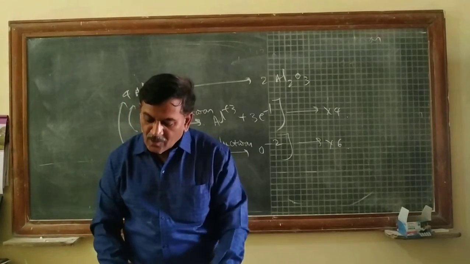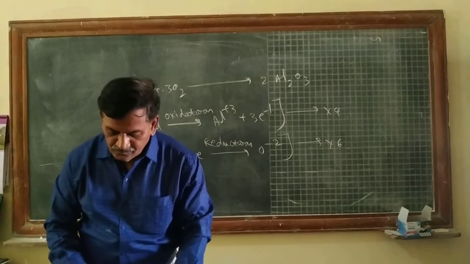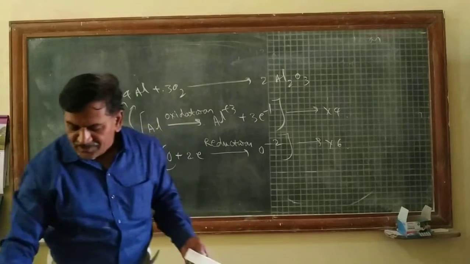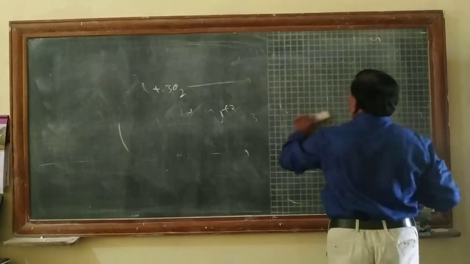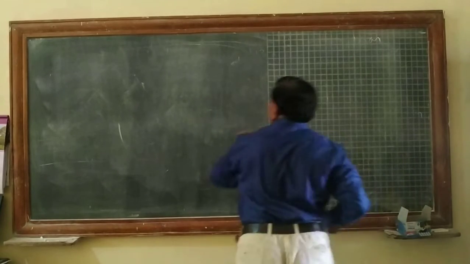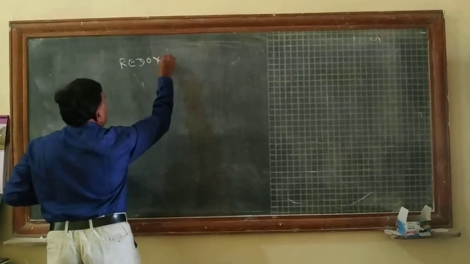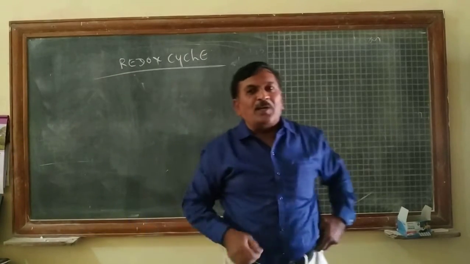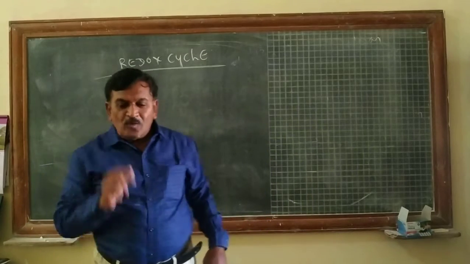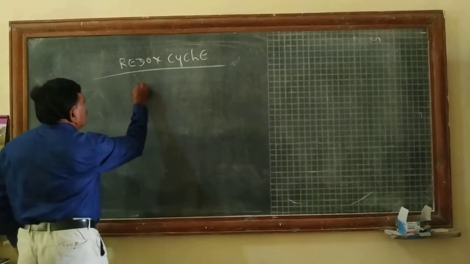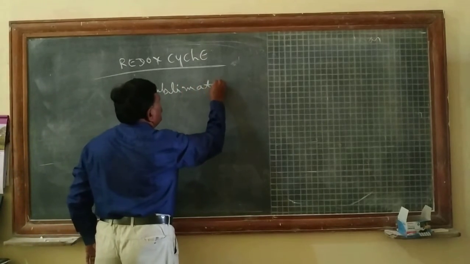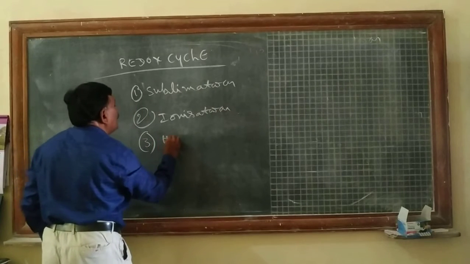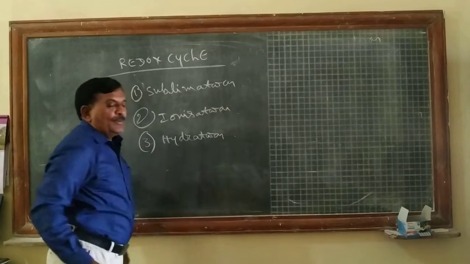Okay. Next, we come to the next topic in this chapter, redox cycles. In this chapter, we will build a redox cycle. So, what is a redox cycle? Any equations that undergo oxidation and reduction processes continuously produce the redox cycle. It can involve 3 steps. The first one is sublimation. The second one is ionization. And the third one is hydration.